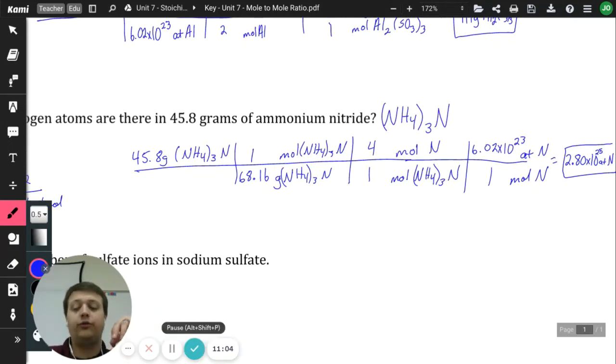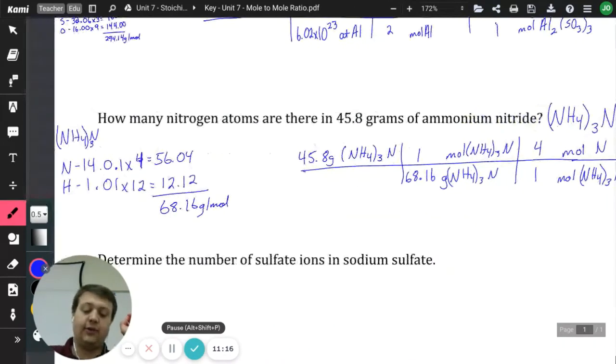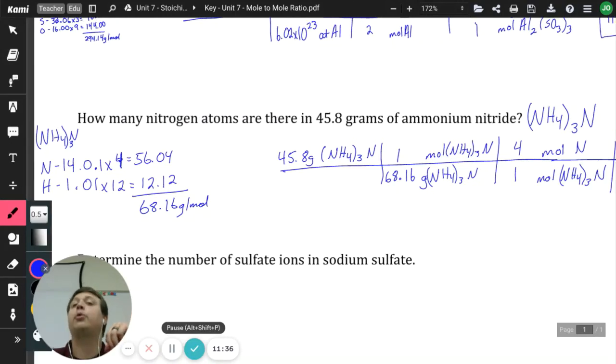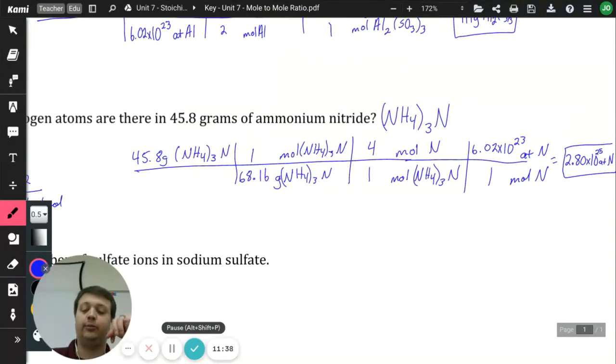So then we're going to move on and solve our problem. So we have 45.8 grams of (NH4)3N, ammonium nitride, and we're going to convert from grams into moles. We do that using our molar mass. I solve for molar mass here. So I have nitrogen. It's got a mass of 14.01. There are 4 of those nitrogens there, so we multiplied it by 4. We got 56.04. Then I've got hydrogen. It's got a mass of 1.01 times the 12 hydrogens that are present, which will give us 12.12. Add those together, we get our molar mass of 68.16 grams per mole.